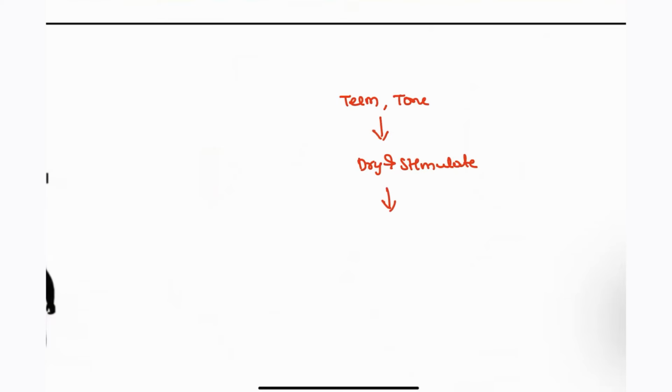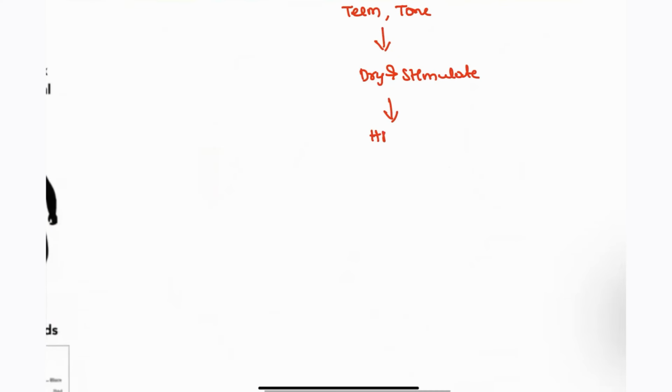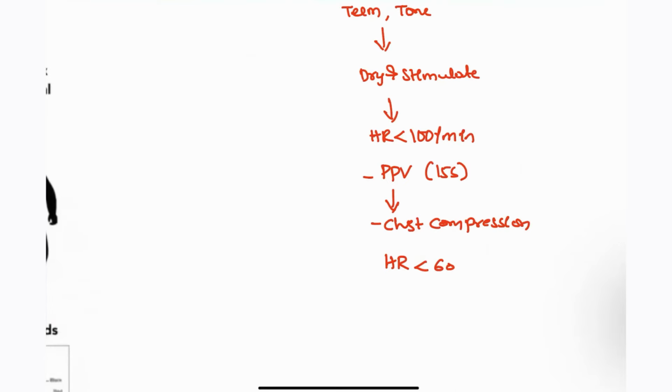If the patient's heart rate is still less than 100 beats per minute, then you have to start positive pressure ventilation for 15 seconds. If it is not improving, then start the chest compressions, and then check if the heart rate is less than 60 beats per minute.